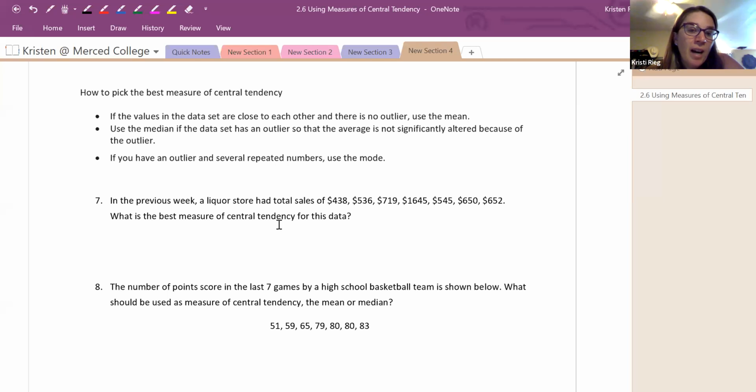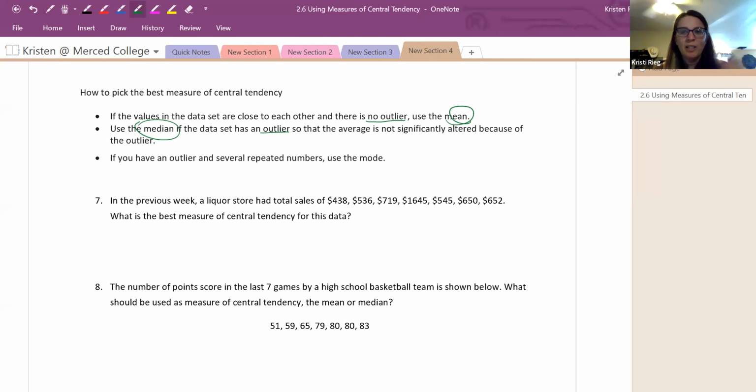If the data has an outlier, then we're going to use the median. So no outlier is mean, outlier is median. The reason is that with an outlier, every number gets calculated in the mean, every number on the list. So if you have a really big or really small number, it's going to be calculated when you find the mean and it's going to affect the mean.